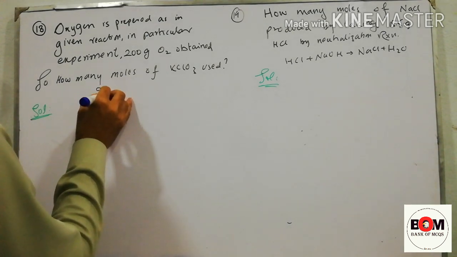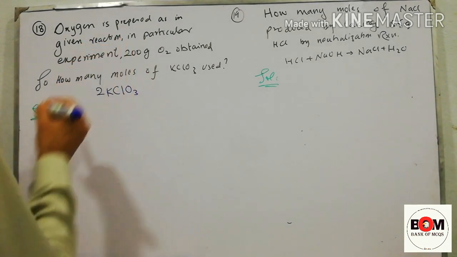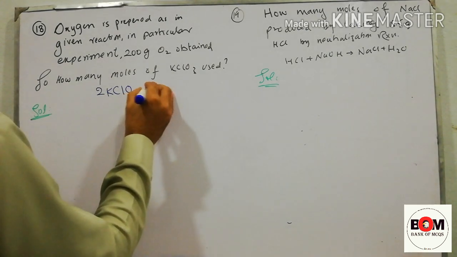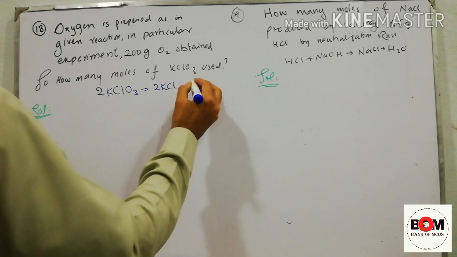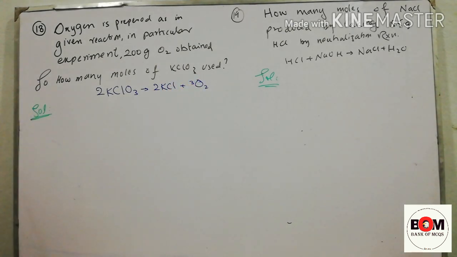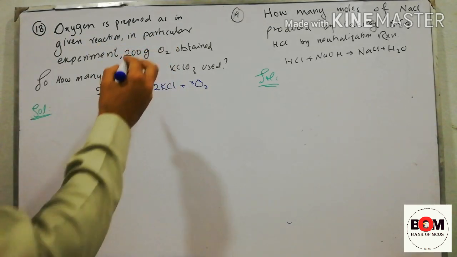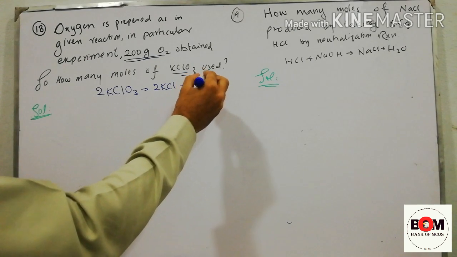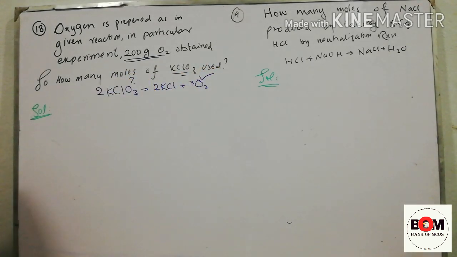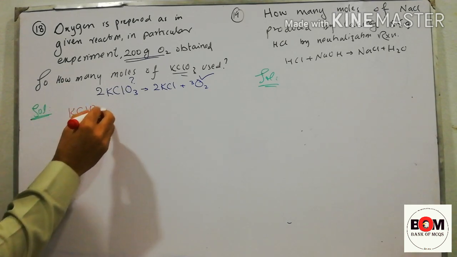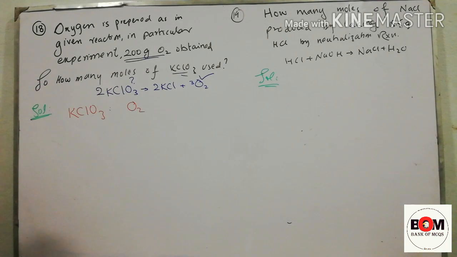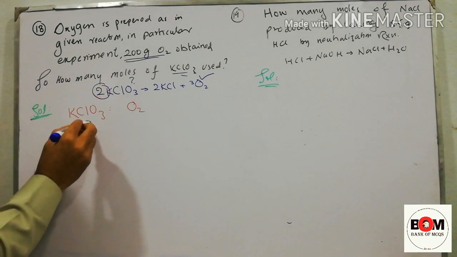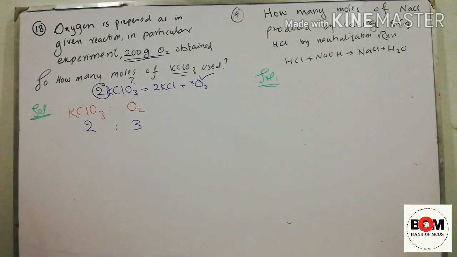This is the equation that they will also give in the MCQs: potassium chlorate decomposes to form 2KCl plus 3 moles of oxygen. The first step is to select two substances from these. They have given 200 gram oxygen obtained and ask for KClO3. This is given and this is asked for. So we will select KClO3 and oxygen. The next step is to write the equation value: 2 moles of KClO3 react and form 3 moles of oxygen.